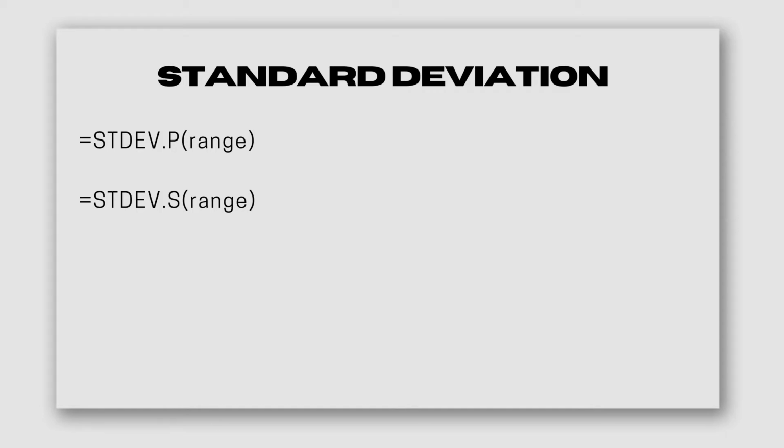The first finds the standard deviation of a population, and you'll use this function if your data represents the entire population you're studying. The second finds the standard deviation of a sample, and this function is used when your data represents a sample out of a larger data set. They both work the same way. Simply type an equal sign, followed by the function, and place the range of cells in parentheses.